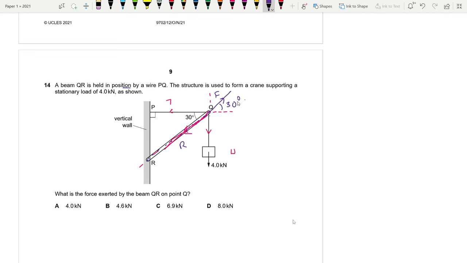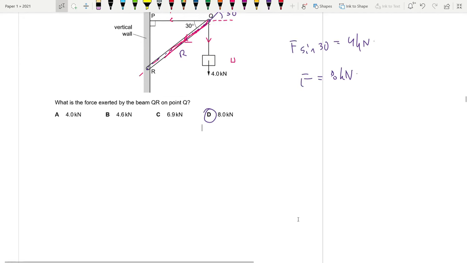Now if you want to solve this, we know that the components of F must cancel out. So we can say that F sine 30 is equal to 4 kilonewtons, right? So 4 divided by sine 30 gives F equal to 8 kilonewtons, all right? That's why the answer is D.